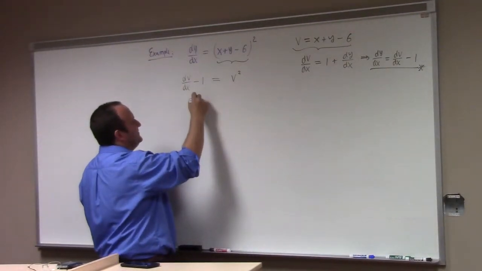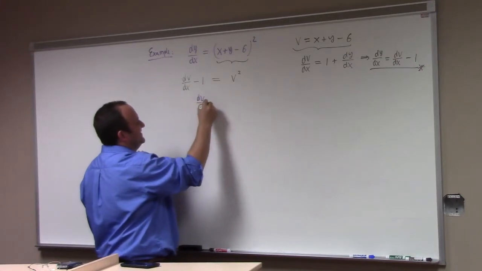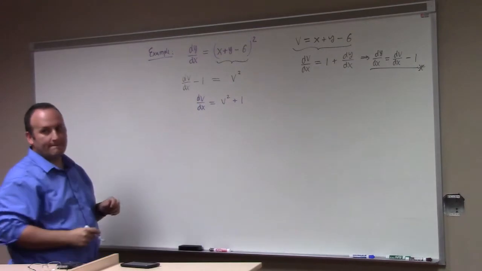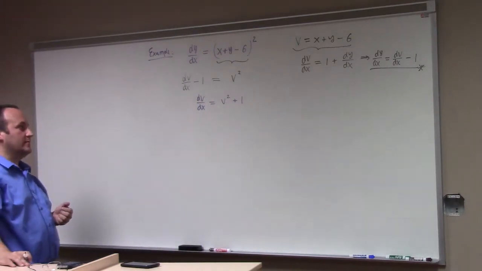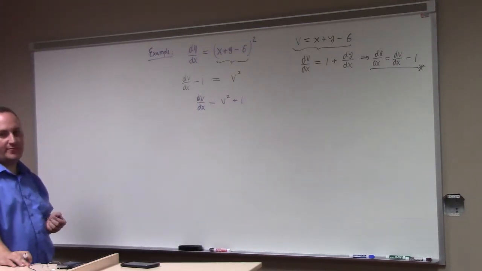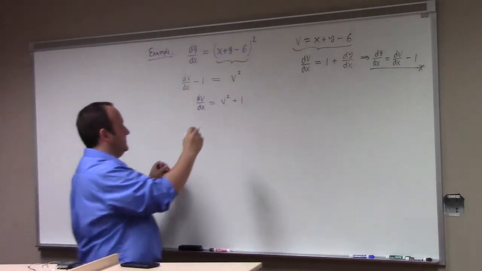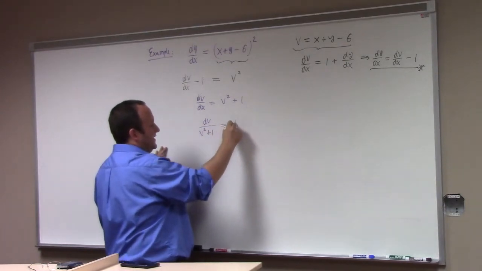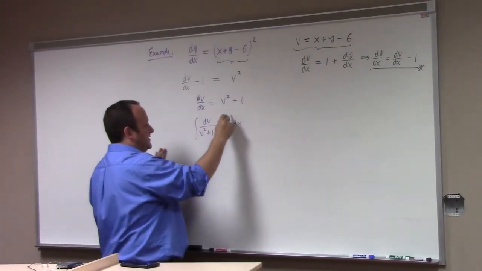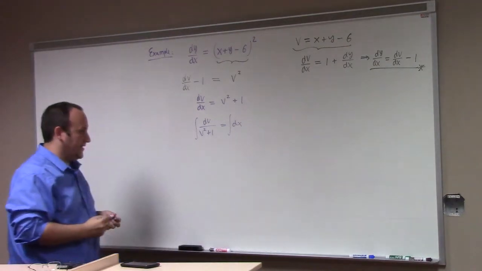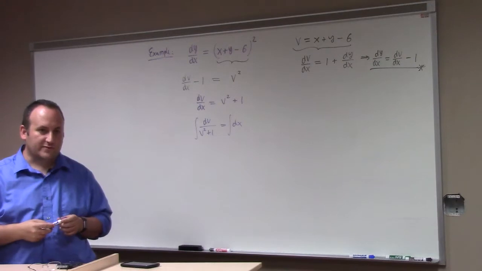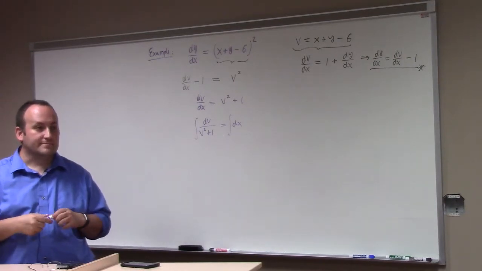All right, so dv dx is v squared plus 1. Wait a second, this is separable, right? Because this gives us dv over v squared plus 1 equals dx. You guys are all entirely familiar and up to date with your calculus too, so you know instinctually that the integral of 1 over v squared plus 1 is inverse tangent of v.